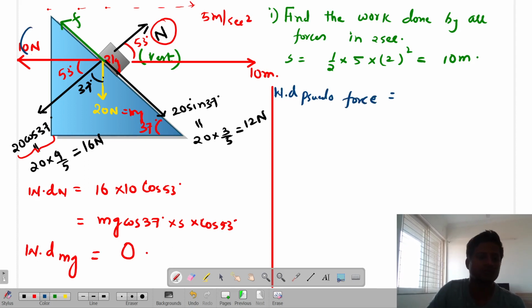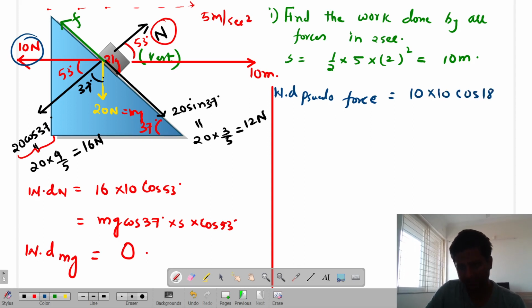Work done by pseudo force: pseudo force is 10 newtons, so 10 into 10 into cos 180 degree. Cos 180 is minus 1, so minus 100 came or not? Last remaining is the work done due to friction.